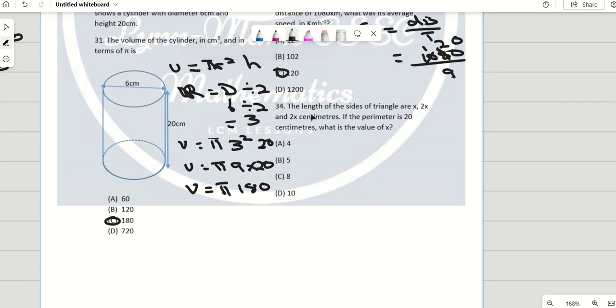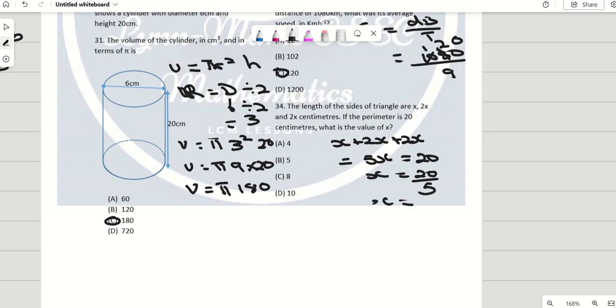Number 34, the lengths of the sides of a triangle are x, 2x, and 2x centimeters. If the perimeter is 20 centimeters, what is the value of x? So we know that perimeter is the distance around, which is x plus 2x plus 2x, which is equal to 5x. They're telling you 5x is equal to 20. So x would be 20 divided by 5. So x is equal to 4. So my answer is A, which is 4.